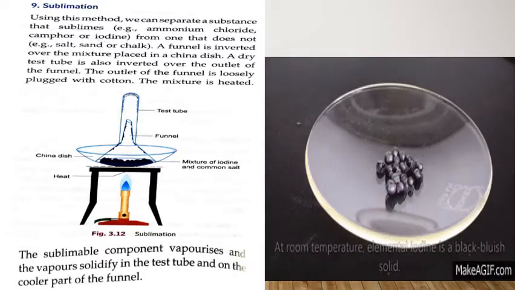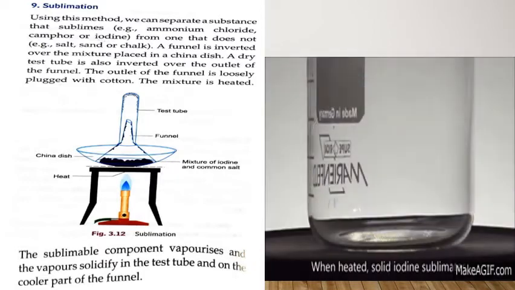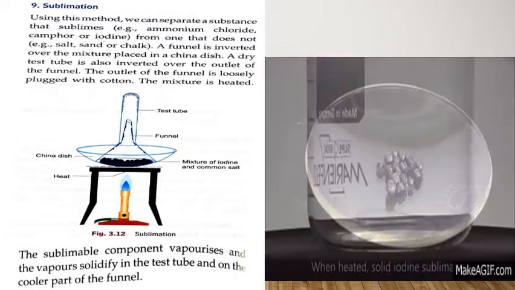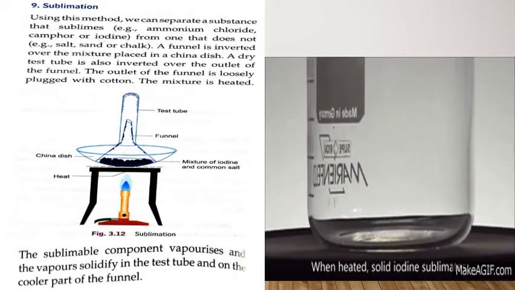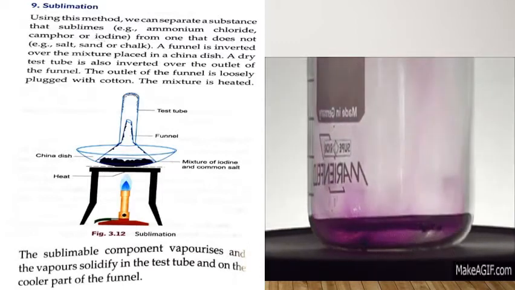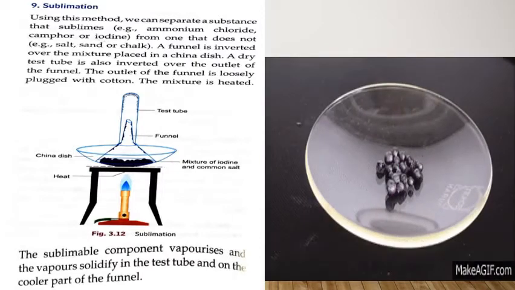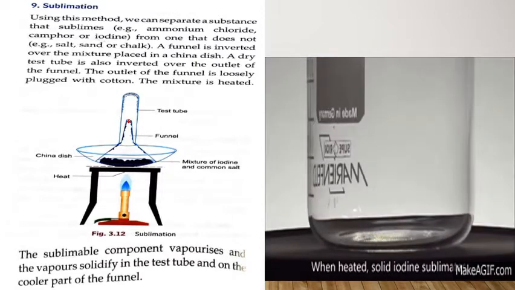A funnel is inverted over the mixture placed in a china dish. Please refer to the image 3.12 in your book. A dry test tube is also inverted over the outlet of the funnel. The outlet of the funnel is loosely plugged with cotton. You can't see it over here, but they are mentioning that there is a loosely plugged cotton over here. Alright. The outlet of the funnel is loosely plugged with cotton.